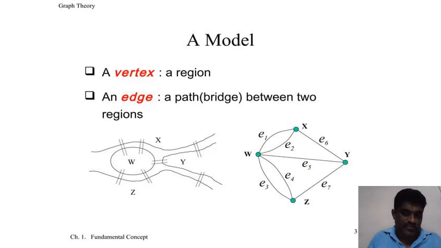The right side of the diagram is called the graph representation. The map is simplified into vertices W, X, Y, Z, and edges E1, E2, E3 up to E7, which represent the bridges. This is a mathematical model. Notice how the complicated map is reduced to points and lines. This abstraction helps us analyze the problem logically.